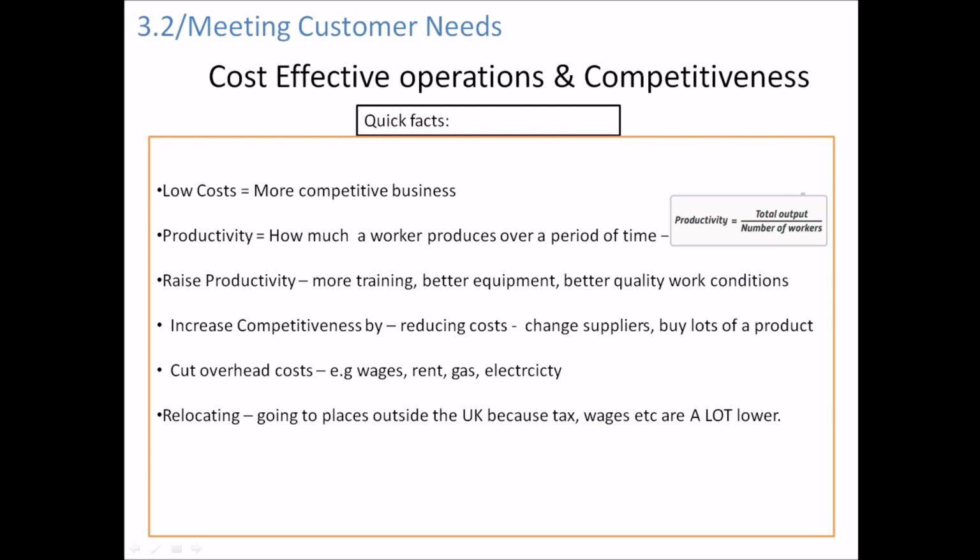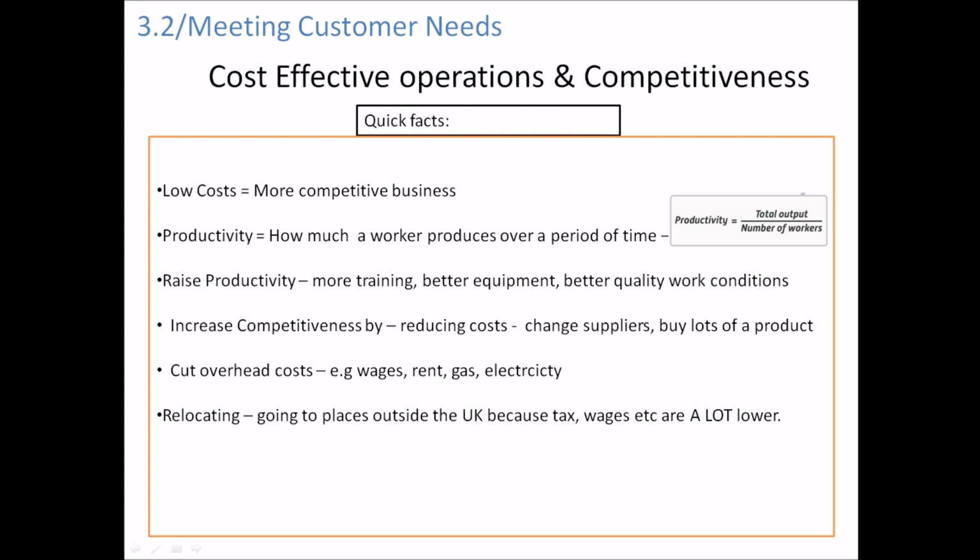Productivity means how much a worker produces over a period of time. There's a little equation you might have to remember there, and productivity basically means the total output. In other words, the total amount of units they've made, for example, divided by the number of workers that were working on those units, and that equals the productivity, how much they've produced over a period of time. To raise the productivity, you can have better training, better equipment, better quality work conditions.